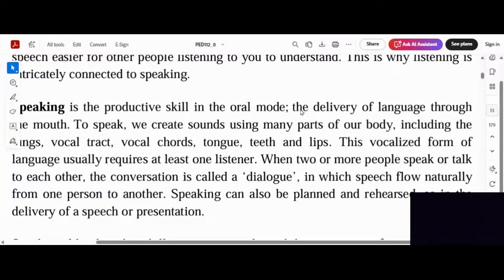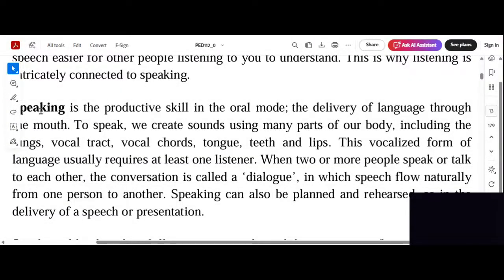The delivery of language through the mouth, that is speaking. Now, let me take an icebreaker, since I've been talking for long. This is a very short icebreaker for you to see if you have been following. So just fill in the gap, ma, while I continue.